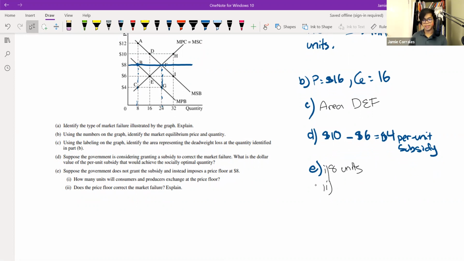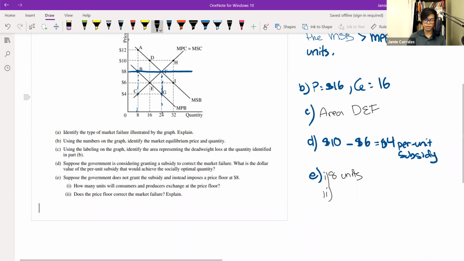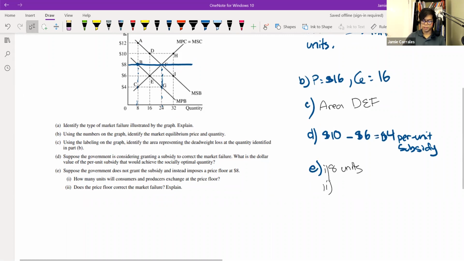Now the question is asking, does the price floor correct the market failure? No. Because the marginal social benefit at 8 units being consumed is here at A. So clearly there should be more societal benefits. There's some positive externality that's not being realized, and there should be more consumption of this good, such as education. And I'm going to be a little more simple here.